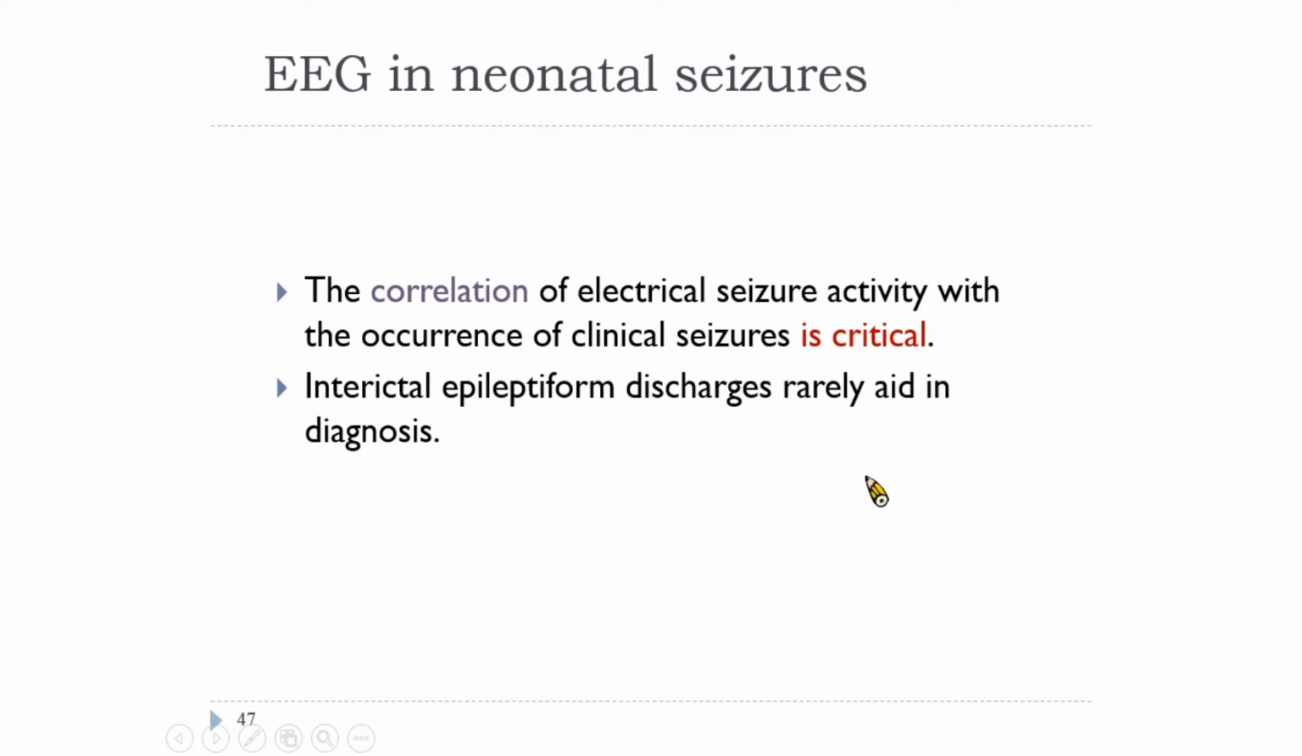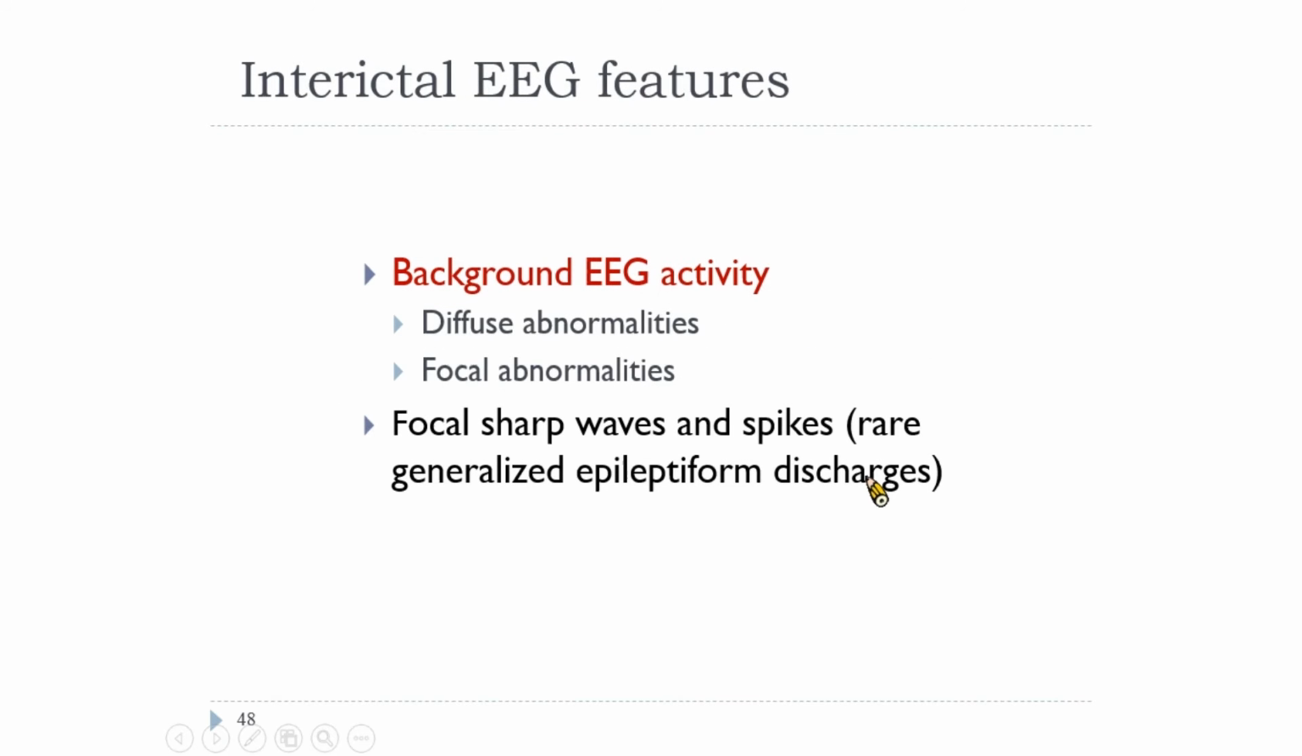So, the correlation of electric seizure activity with the occurrence of clinical seizure is critical. Interictal epileptiform discharges rarely aid in diagnosis. Yet, there are interictal EEG features. Background EEG activity is very informative, including diffuse and focal abnormalities. There are focal sharp waves and spikes, but rare or no generalized epileptiform discharges.